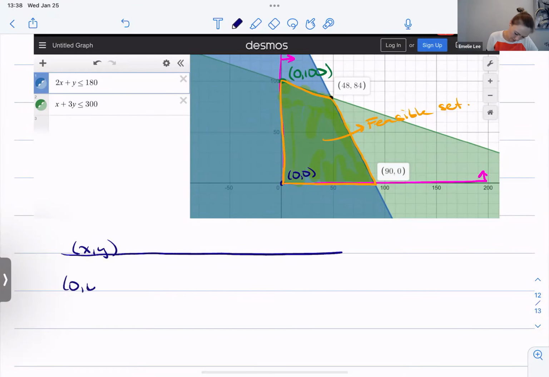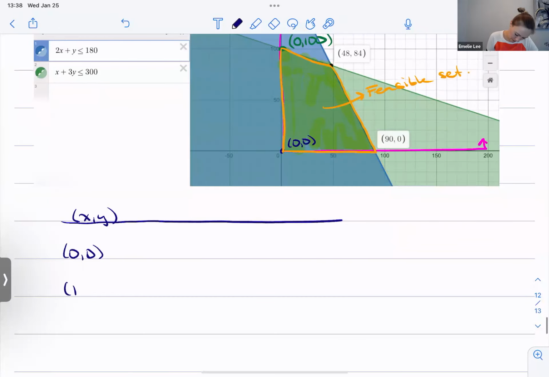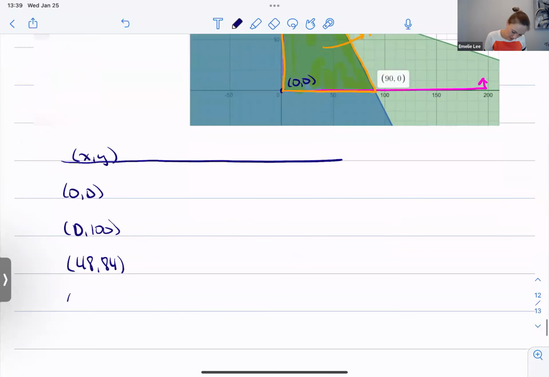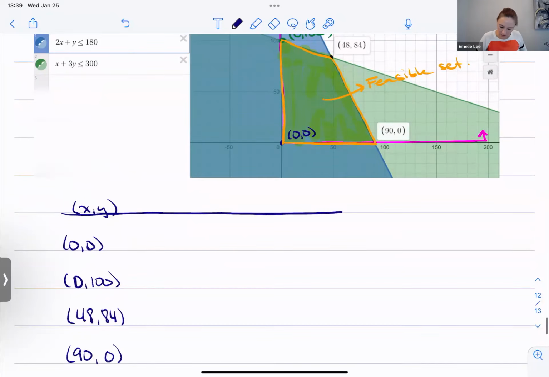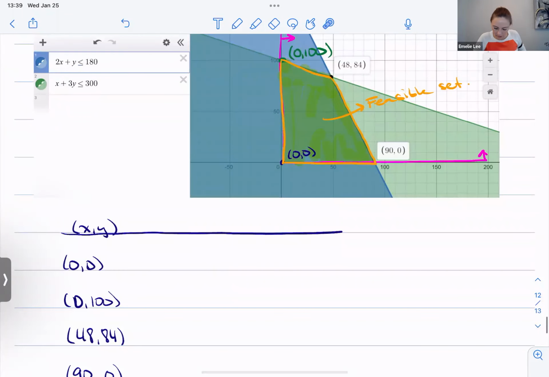So 0, 0, 0, 100, 48, 84, 90, 0, and then that's it. Just count to double check. 1, 2, 3, 4 corners.